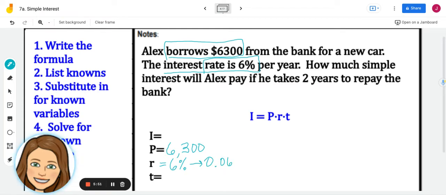And we're wondering how much simple interest Alex will pay if he takes 2 years to repay the bank. So the time we're looking at is 2 years. So again, we're looking for that simple interest. You're not always going to be looking for that, but these first 2 examples are. All right, let's substitute in 6,300 times 0.06 times 2.